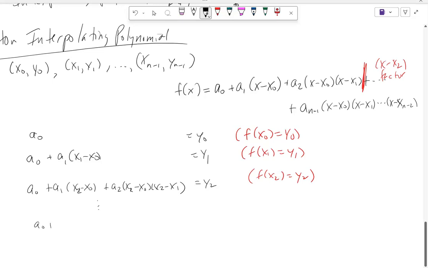We'll get an A naught plus A1 times x sub n minus 1 minus x naught all the way out to A sub n minus 1 times x sub n minus 1 minus x naught. I know I'm saying a lot of words. Goes all the way out to there.